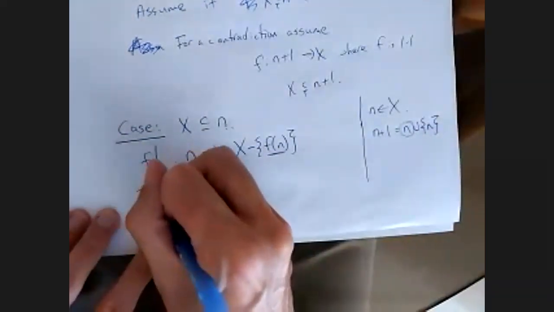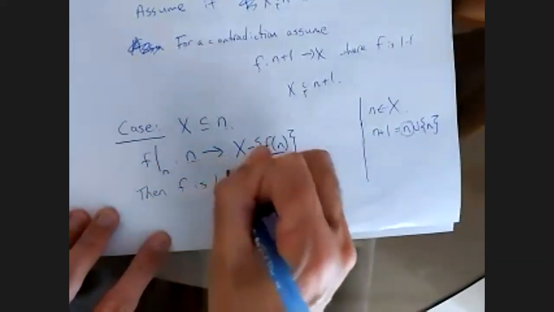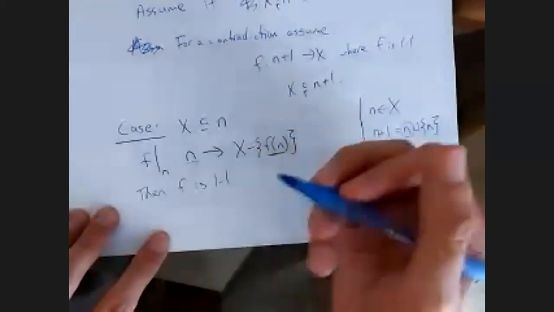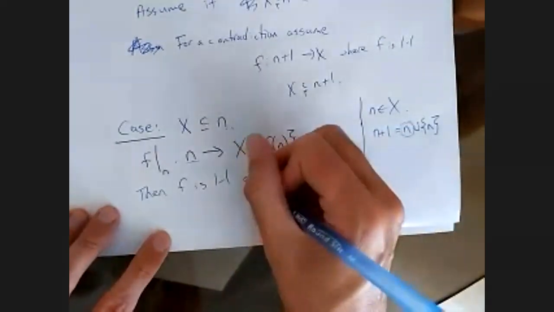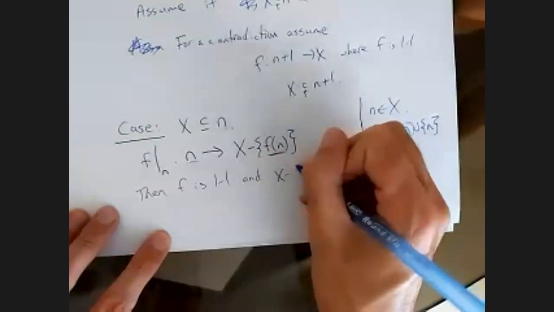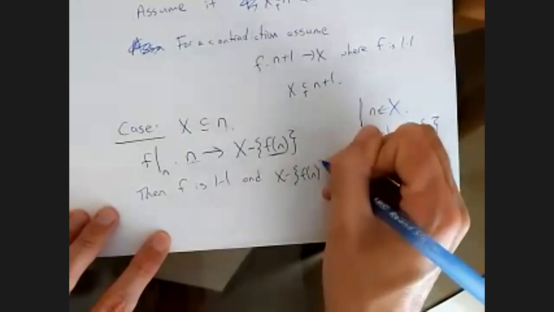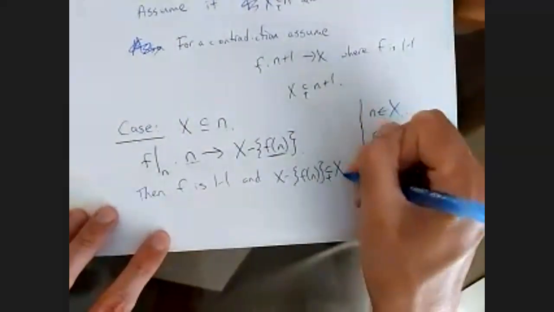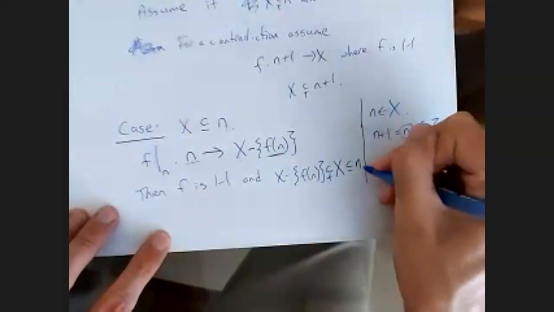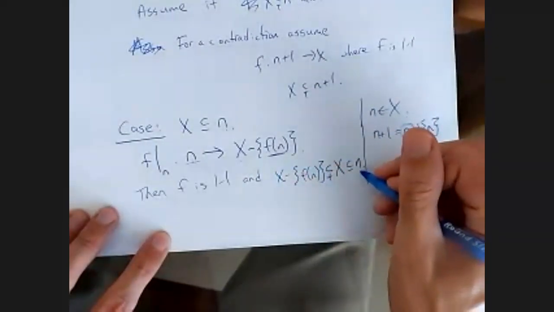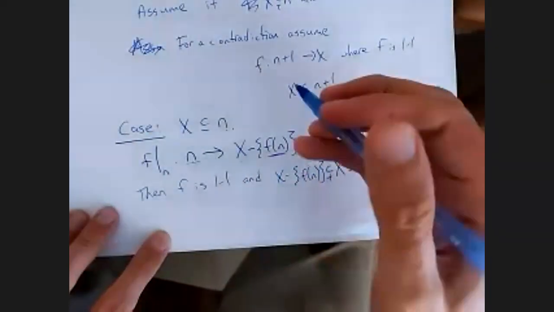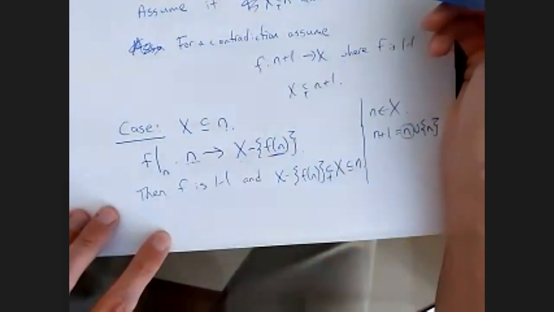So then f is one-to-one because it's a restriction of a one-to-one function, and x minus f of n is properly contained in x, which is contained in n. So x minus f of n is a proper subset of n. This is contradicting the induction hypothesis.